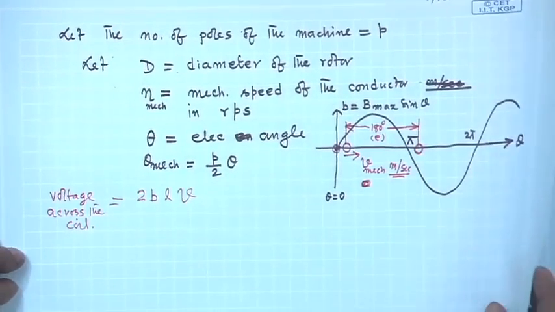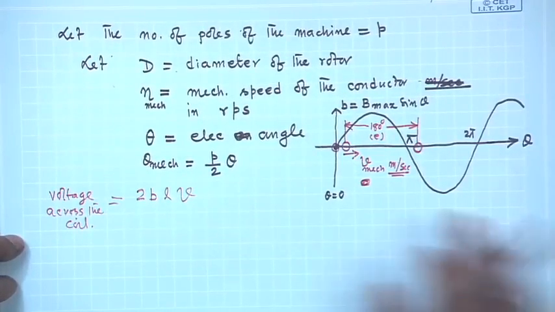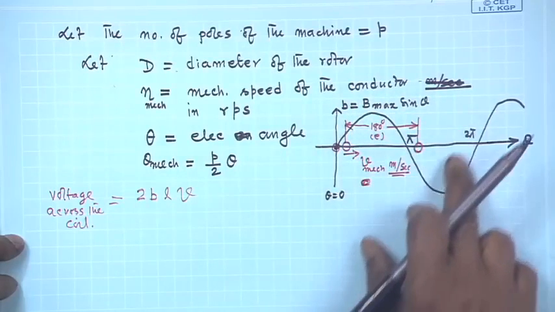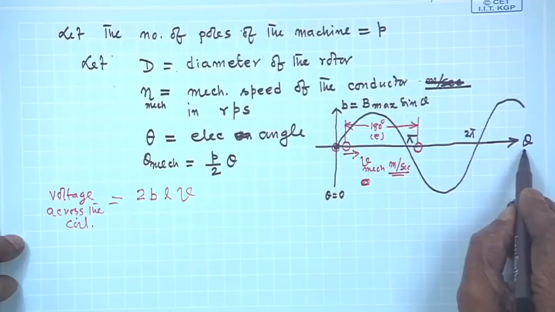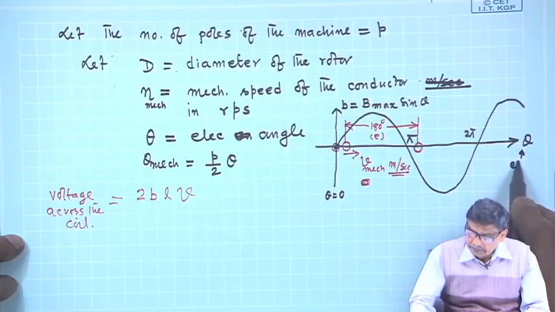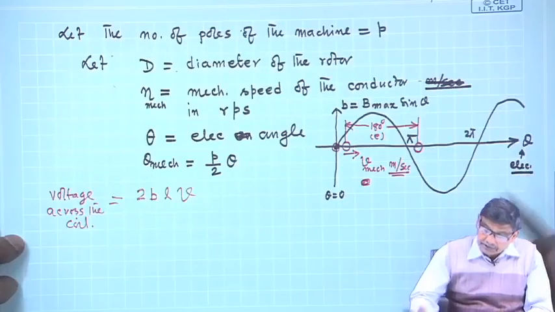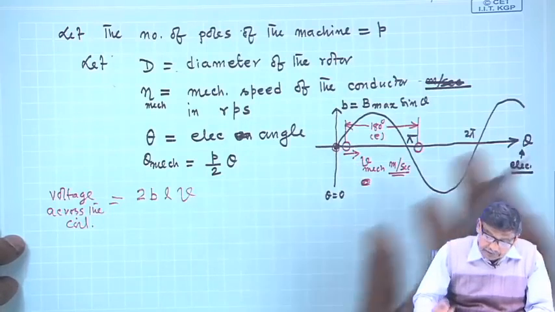Welcome to the course. We were discussing in my last class that we found out the difference between electrical and mechanical degree and their relationship. I have assumed the B to be sinusoidally distributed, and when I am not writing any suffix, it means electrical. Okay, electrical radian this angle.